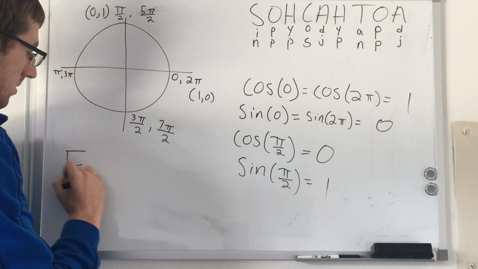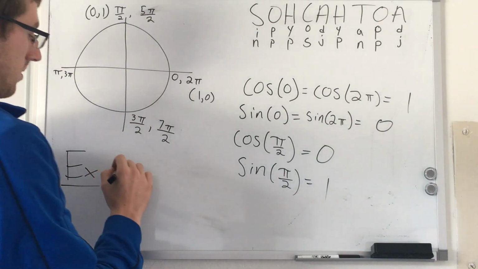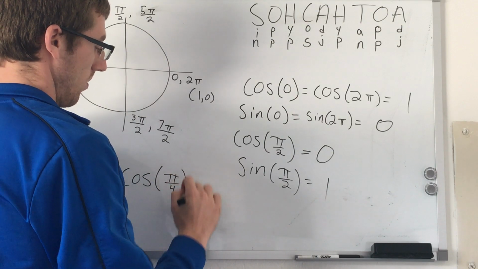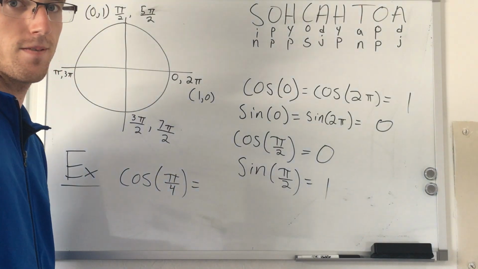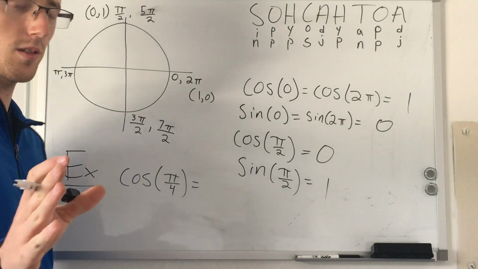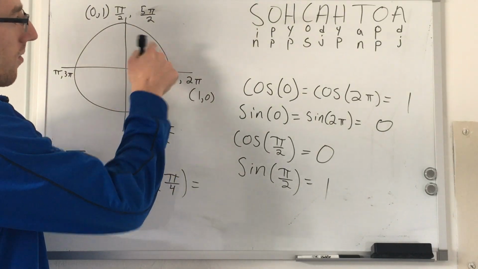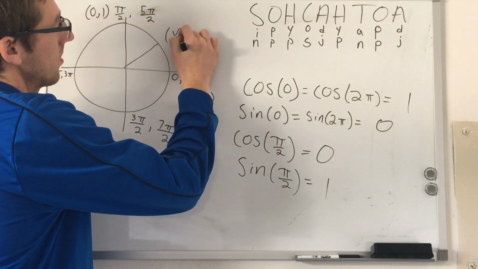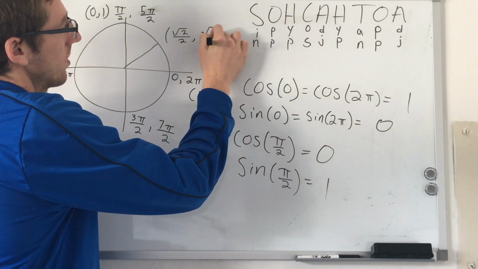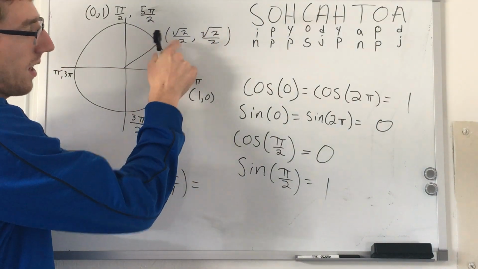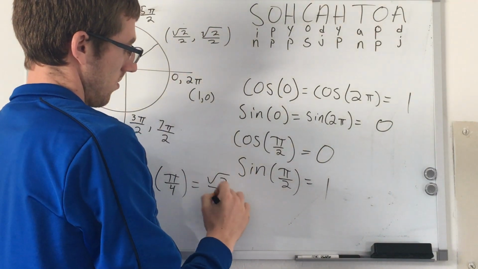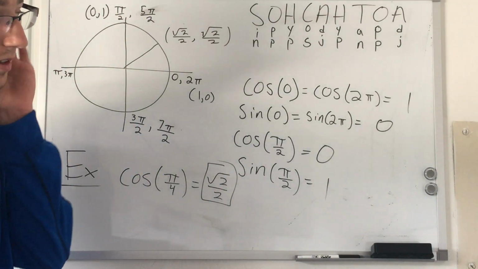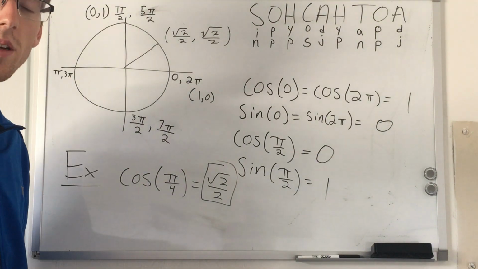So, test. Okay. So cosine of pi over 4 is equal to what? Pause, think about it. So I'm at pi over 4, right? I'm here. We know this point is root 2 over 2, root 2 over 2. So I say, ooh, it's the x value, so it's root 2 over 2. So those are our trig functions, okay?